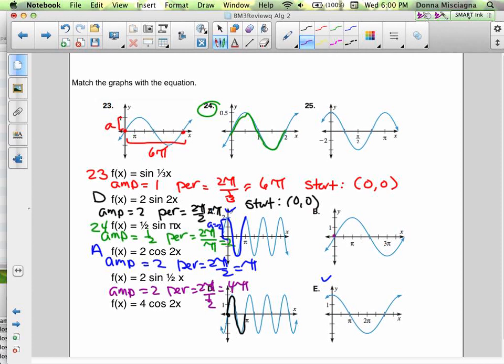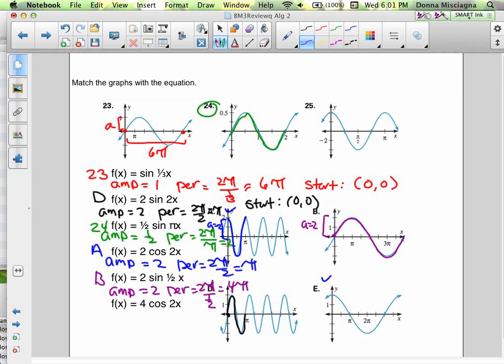It does have an amplitude of 2, right? This would be 2. And it starts at the intercept, maximum, intercept, minimum, back to the intercept. That's the end of the cycle, and that took 4 pi. So B is the correct answer. And looks like I have one more graph, 1, 2, 3, 4, 5, 6. Oh, I have one more graph than I have equations, so somebody won't get used.